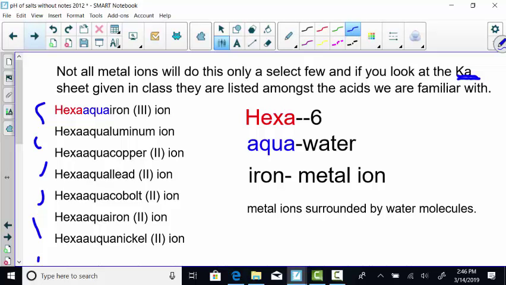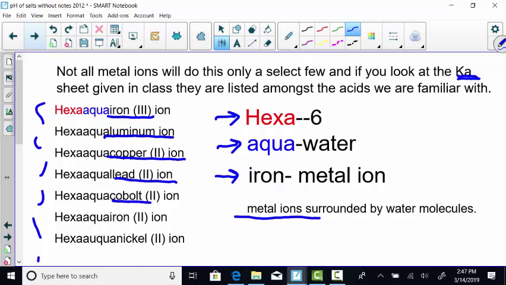Okay, and they all start with hexaaqua. Basically the hexa is 6. The aqua is referring to the water that surrounds it. So basically 6 waters, so metal ions surrounded by water molecules. And then the last thing is what metal ion it is. So this is hexaaqua iron 3. Then you have hexaaqua aluminum, hexaaqua copper, hexaaqua lead, hexaaqua cobalt, hexaaqua iron 2, and hexaaqua nickel.